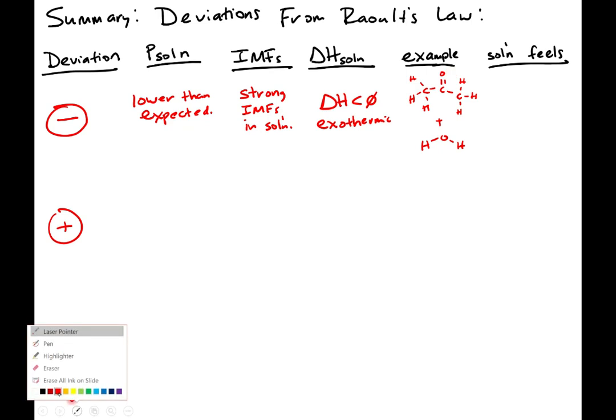Now, because the solution formation process is exothermic, it's going to release energy. And if it releases energy, then the solution and the surroundings are going to feel warm.